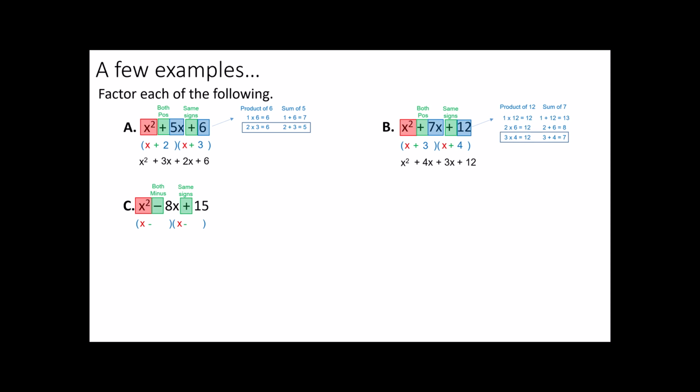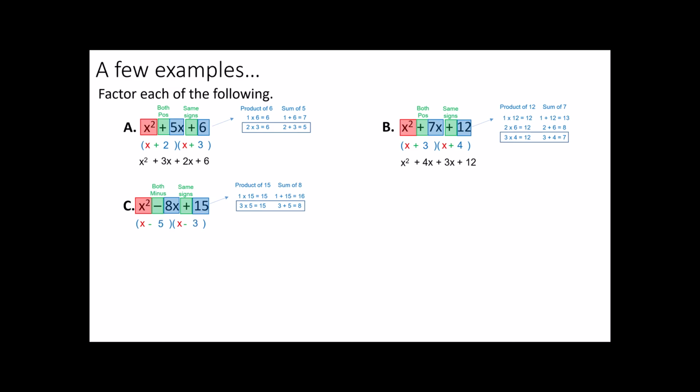I then look at the 15. I say, okay, what things could multiply together to give me a product of 15? There are only two choices, 1 and 15, 3 and 5. But whichever one I pick has to give me a sum of 8. Well, let's see, 1 and 15 is 16. 3 and 5 makes 8. It must be the latter.